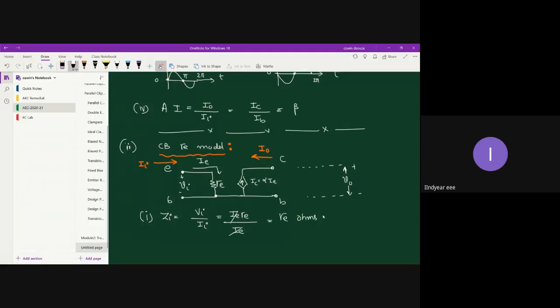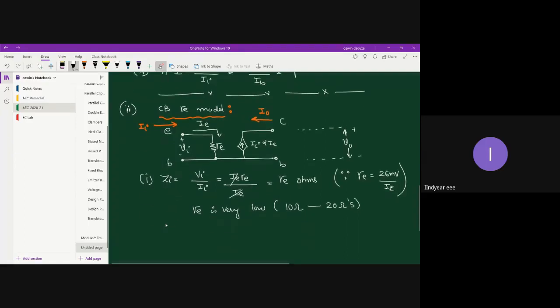I've already told you re can be calculated from the semiconductor diode equation: 26 millivolt divided by IE. So re is very low. The usual range will be somewhere about 10 ohms to some 20 ohms. That's very, very low. So this is a feature of the common base transistor configuration. It gives very low input impedance.